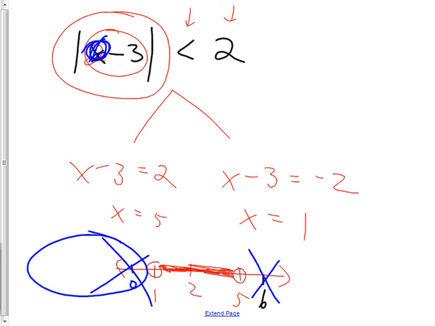All right, now one more thing. How about 1 itself? Does the number 1 work or not? Watch what happens. If I put in a 1 right here, I will get absolute value of negative 2, which is 2. And is 2 less than 2? Is that true? No. What would have made it true if the sign had been less than or equals? If the sign had been or equals like this, then it would have been true.